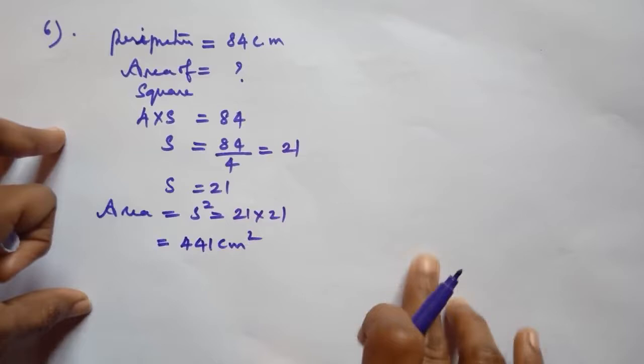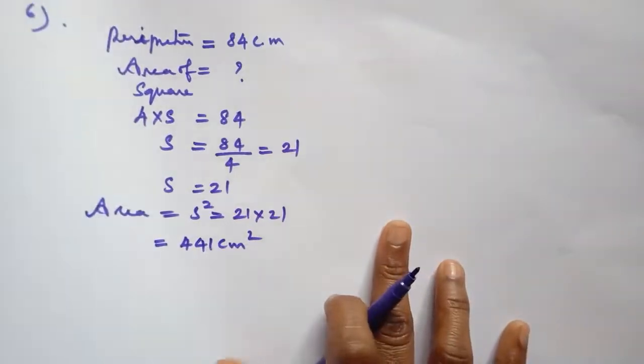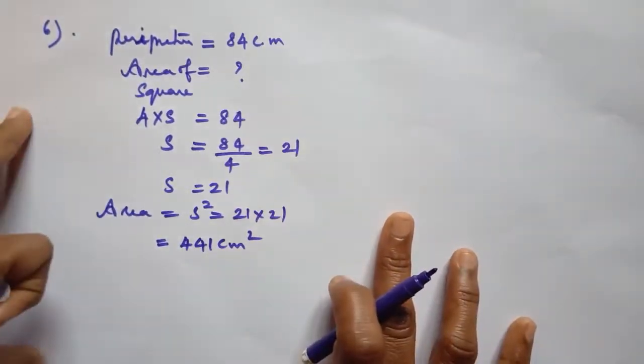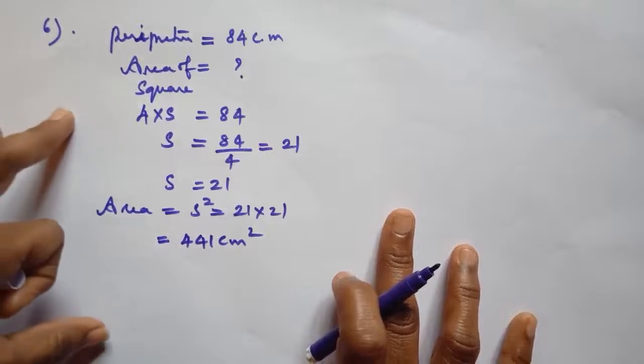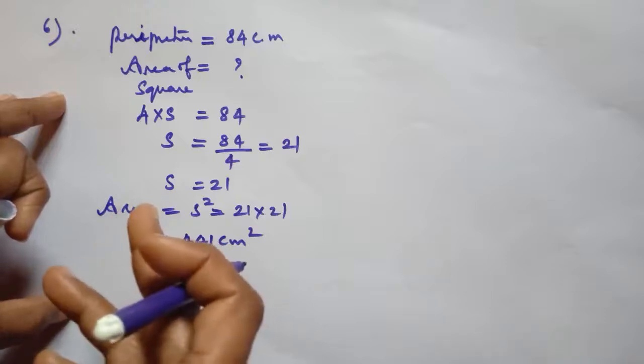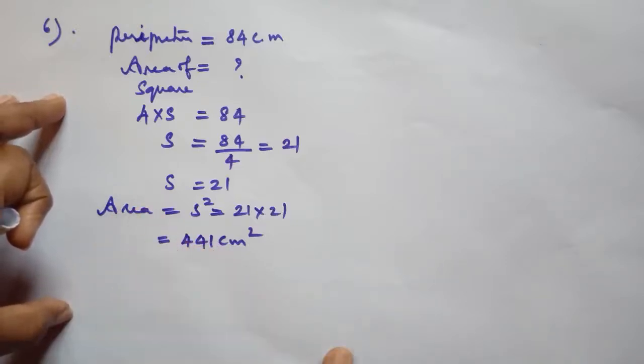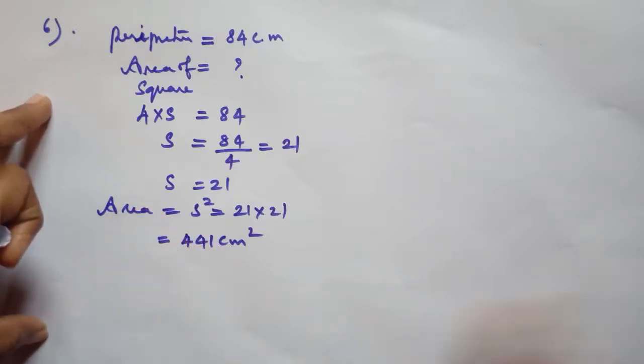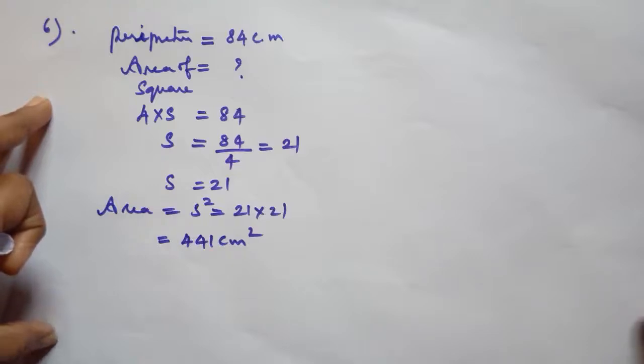Is it clear, students? Students listen, if perimeter is given or otherwise area is given, first you should find the side. And then you can use the area or perimeter formula, and then you can find the answer. Is it clear? Then the sixth B subdivision is homework.